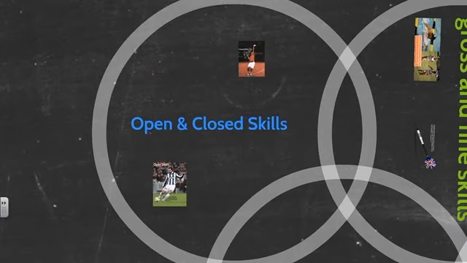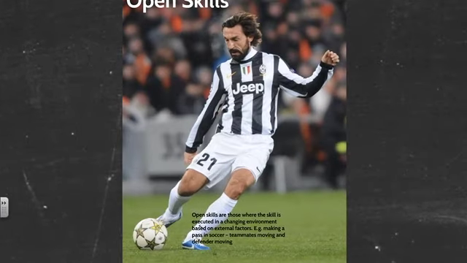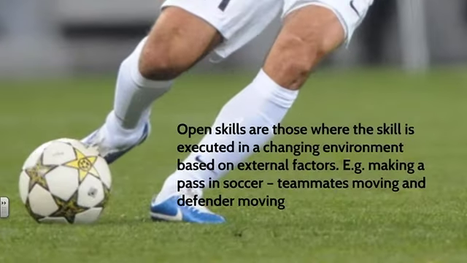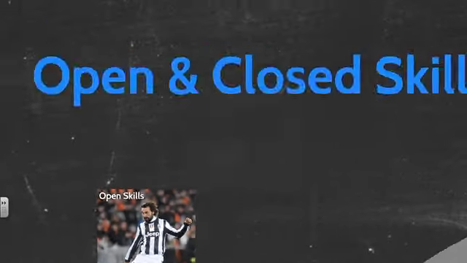The first of these categories is called open and closed skill. So what that means, a skill such as speed stacking is either an open or a closed skill. Now, open skills are those where the skill is executed in a constantly changing environment based on external factors. So an example would be making a pass in soccer, because your teammates are moving and the defender is moving, which means the environment is constantly changing, making the skill more challenging.